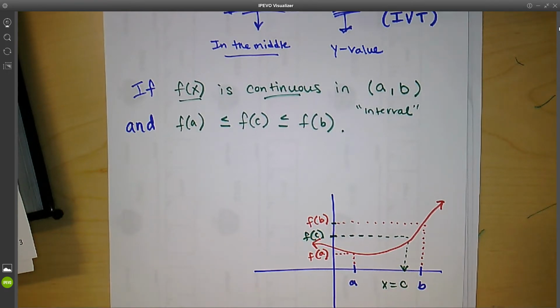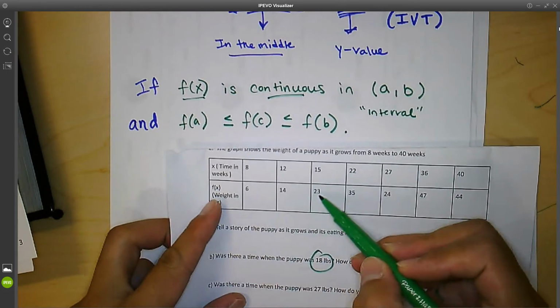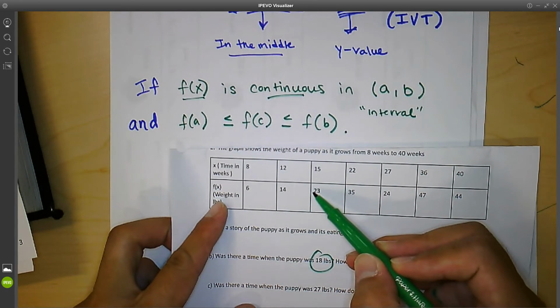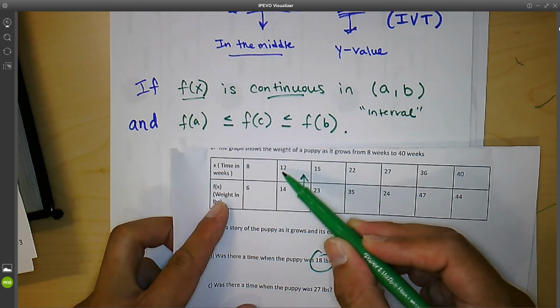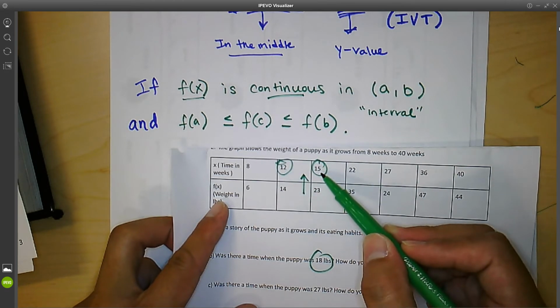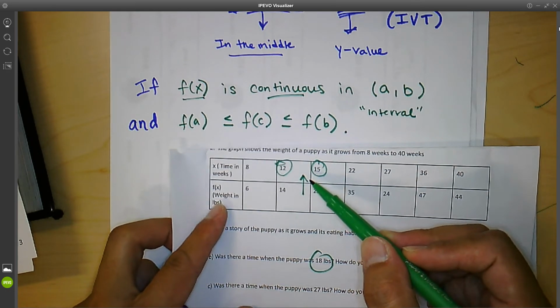So in our puppy situation, notice that 18 pounds was between these y values. You can guarantee, because it's continuous, that there was a time between 12 and 15 weeks that the puppy was 18 pounds. Does that make sense? Okay, that is our theorem.